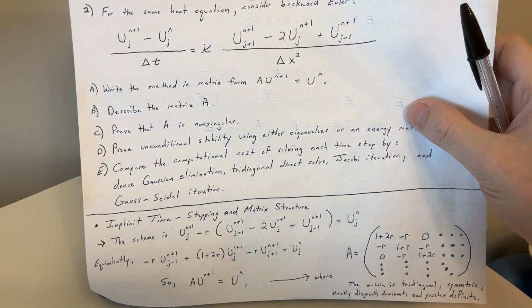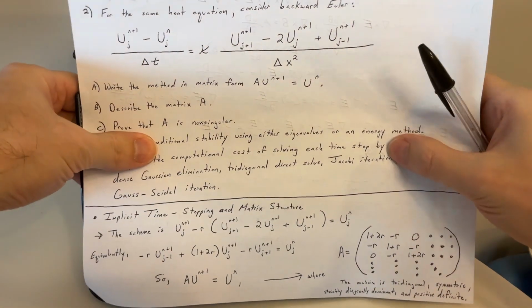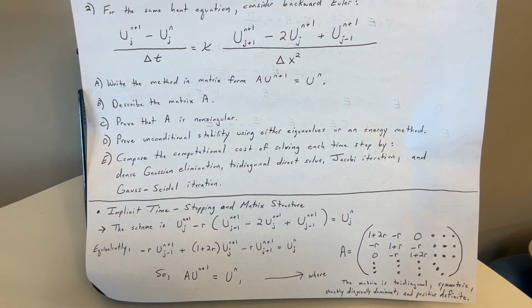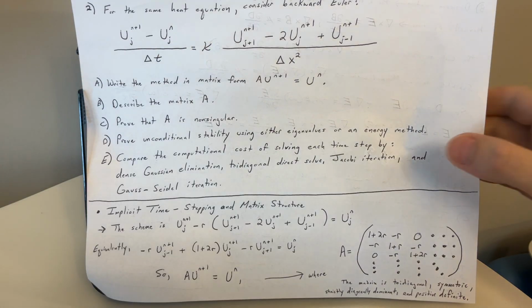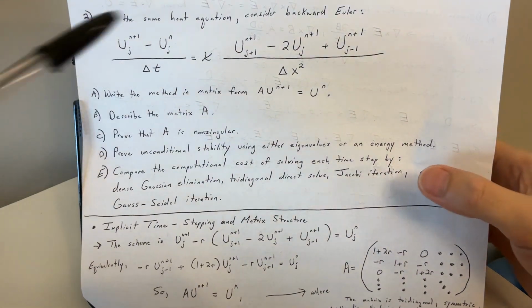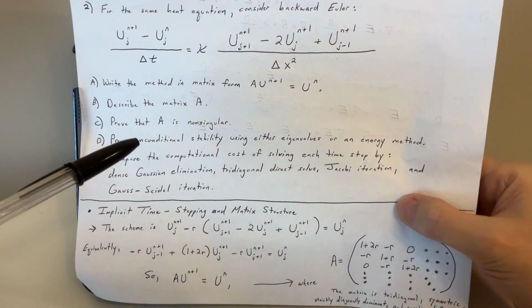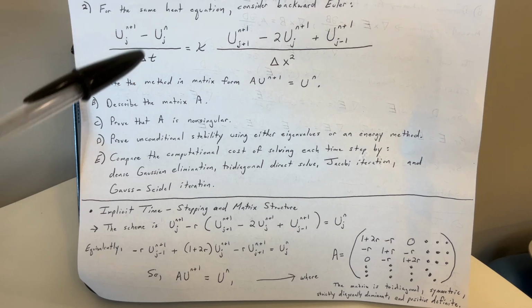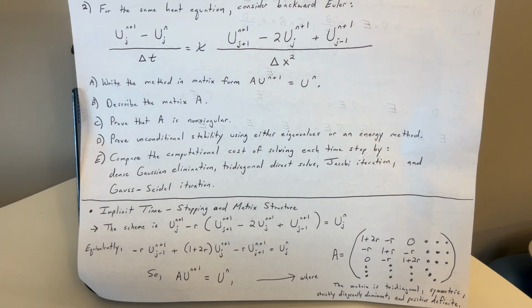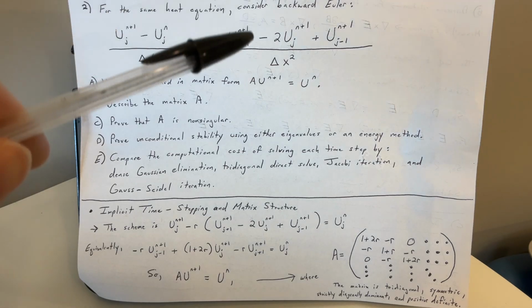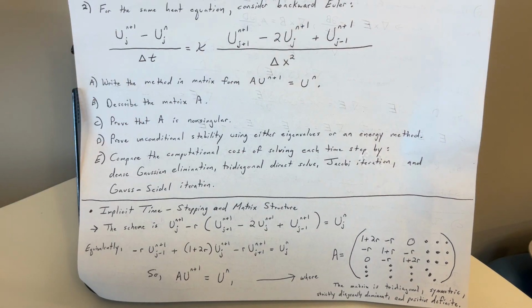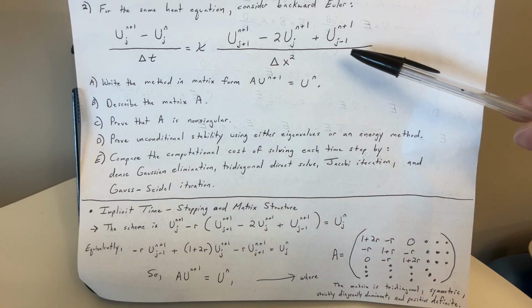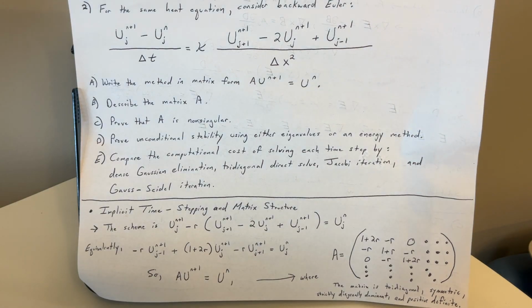Moving along now to number 2. So for the same heat equation, consider the backward Euler. Sorry about that, backward Euler. So we're going to get the following: u sub j n plus 1 minus u sub j n over delta t equals kappa times u sub j plus 1 n plus 1 minus 2 u sub j n plus 1 plus u sub j minus 1 to the n plus 1 over delta x squared. So that's what we're given here.